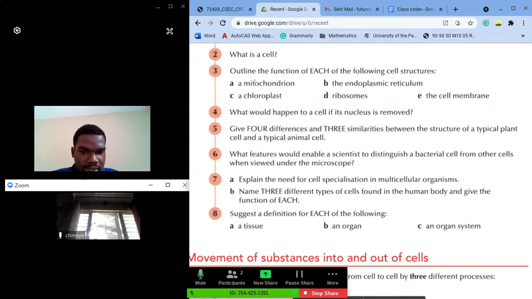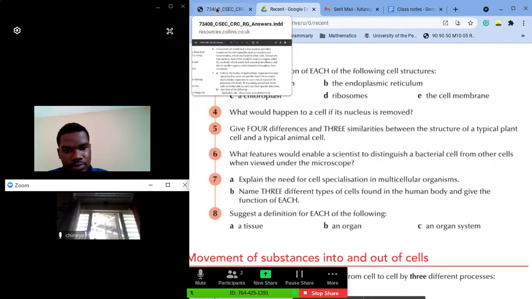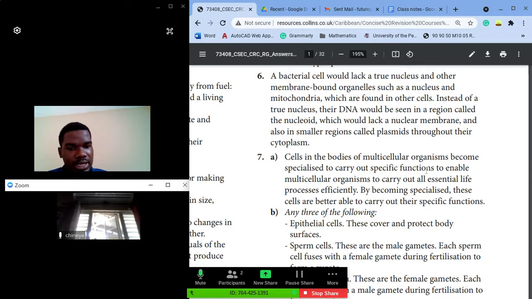Explain the need for cell specialization in multicellular organisms. Firstly, what is cell specialization? Think about you having a task to do, a group task, right? You assign one person to print the paper, another person to draw on the paper, and another person to present the presentation, all right? That means you carry out specific functions in order to complete that assignment. Isn't that true? Yes, sir.